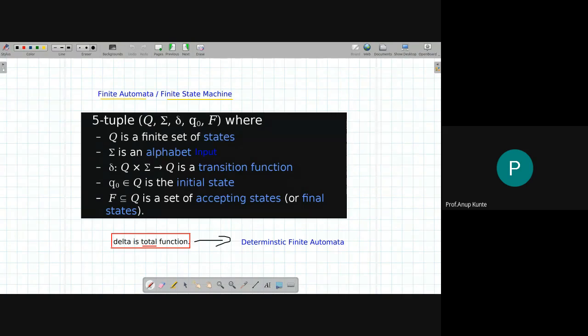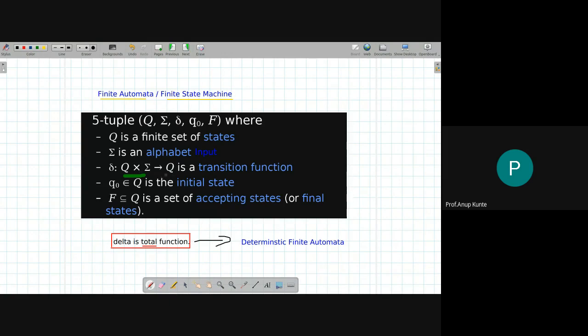So whenever I say Q cross sigma, I'm actually making a tuple, which is a two tuple or a couple. I select one state, I select one input symbol and make a pair out of it. So अगर मेरे पास तीन स्टेट्स और दो इनपुट सिंबल्स हैं, तो it will be 6 pairs that I will be making. So Q cross sigma will be a set of 6 pairs.